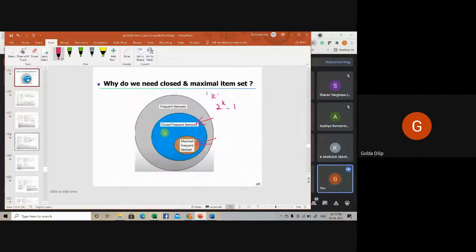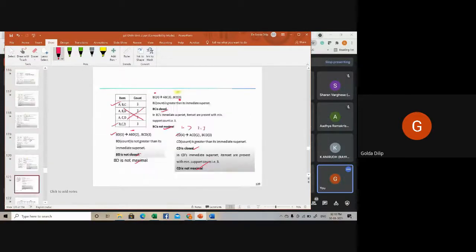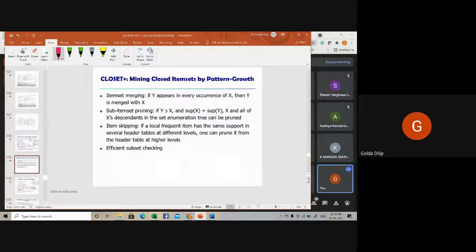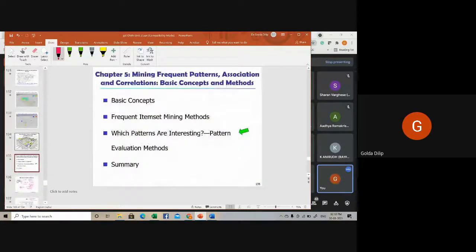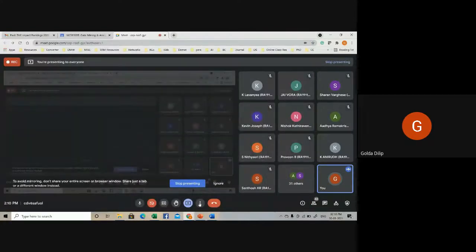Tomorrow we'll have a test on the second unit. How about having a test on the second unit? The attendance is 43 now, and the remaining have left the class. So we'll have a test on this. It's basically 3 or 4 algorithms and the interestingness measures. That's all the second unit is about.